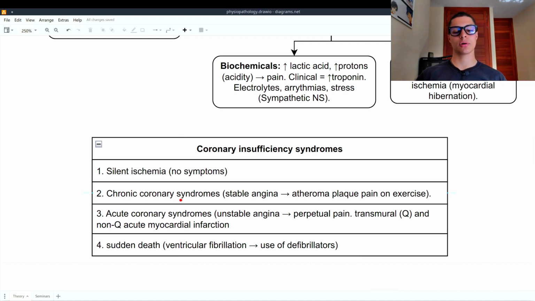The chronic coronary syndromes, stable angina, and an atheroma plaque that causes pain when doing exercise. Number 3, we have acute coronary syndromes, unstable angina, and there is perpetual pain. We can have here a transmural Q and a non-Q acute myocardial infarction, and also sudden death, which is a ventricular fibrillation. And here comes the use of defibrillators.